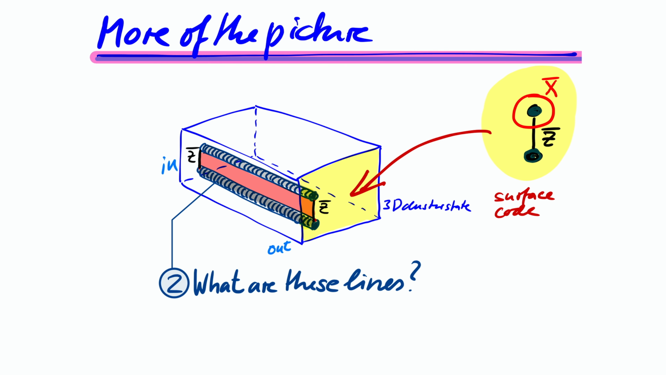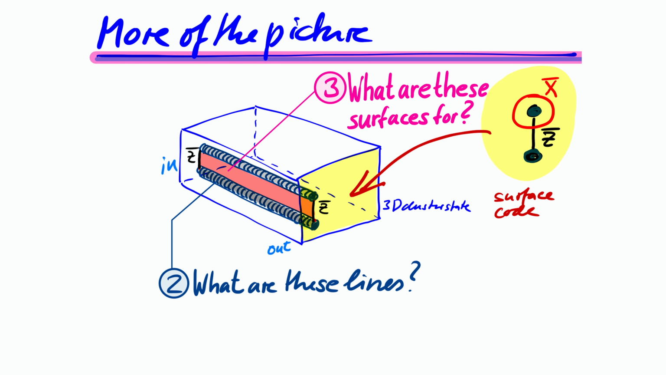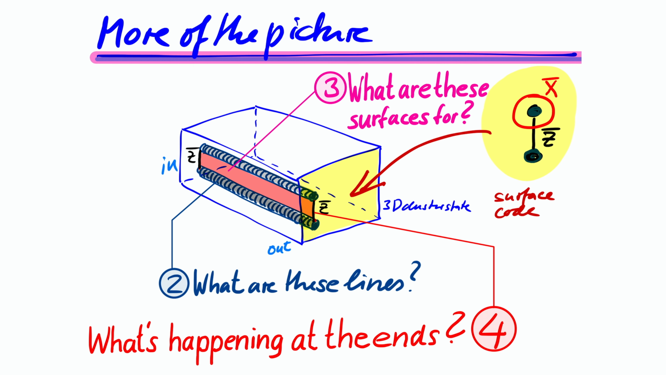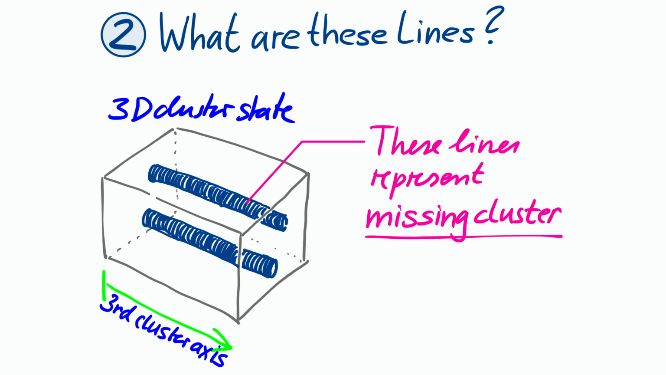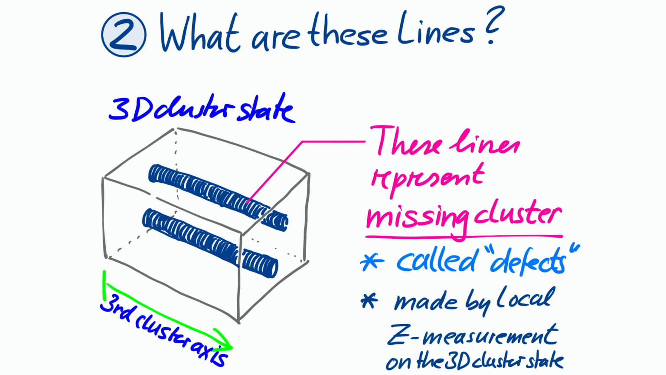We ask, what are these lines? What are the surfaces that stretch between those lines? And what's happening at the ends? Let's address these questions in turn. First, about the lines. They represent missing cluster. They are called defects, and they are made by local Z measurements on the 3D cluster state.